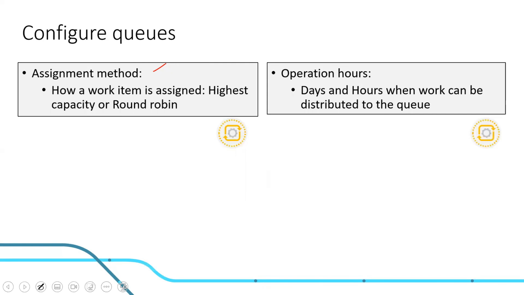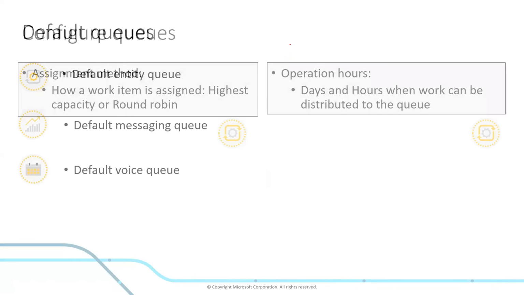In the same way, we can also set the operational hours for the respective queue. If I say that this queue is only going to work from 9 a.m. till 6 p.m., I can decide the operational hours. If I say it's going to work 24 by 7, I can decide the same thing accordingly. So this is how the operational hours can also be configured here.